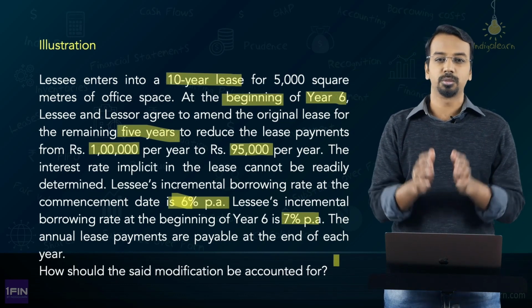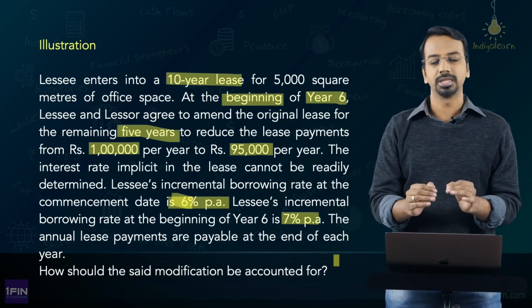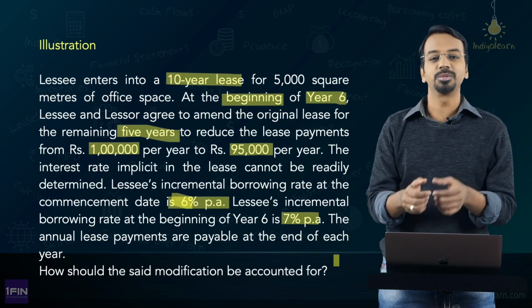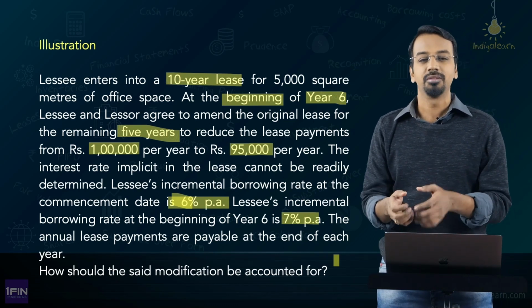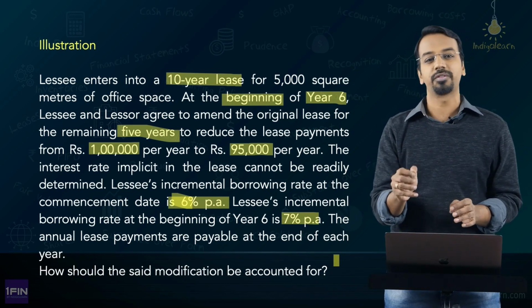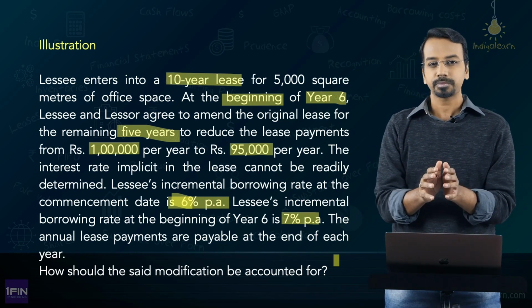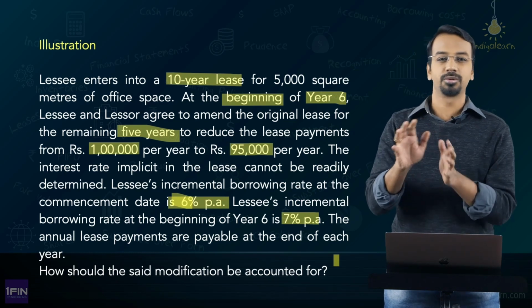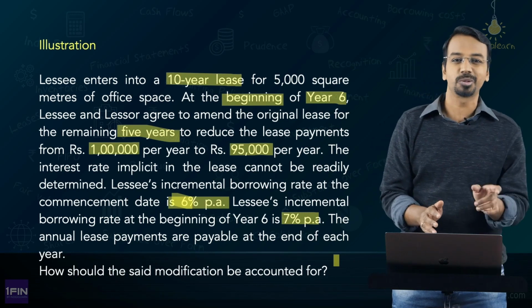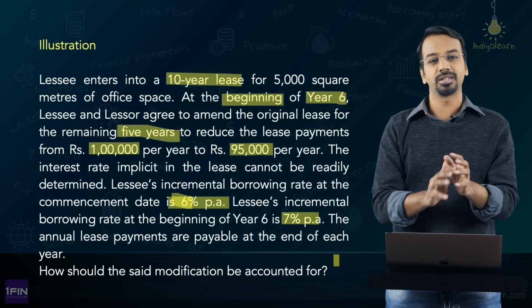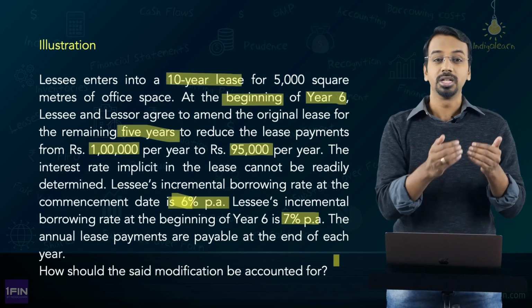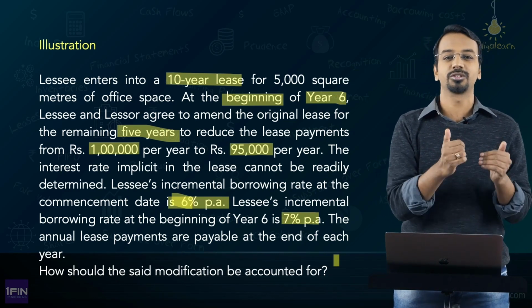How should we account for the modification? The first thing that we need to ask here is, is there a modification? Yes, there is a modification because the terms and conditions have changed. From 1 lakh, we have brought down the lease rental to 95,000. So definitely there is a modification in the lease. Now, is there any increase in scope? There is no increase in scope, so separate accounting goes out of question. Is there any decrease in scope? Did we reduce the right of use asset? No. Did we reduce the lease term? No. So there is no reduction in scope either. So the reduction in scope related accounting is also out of question.